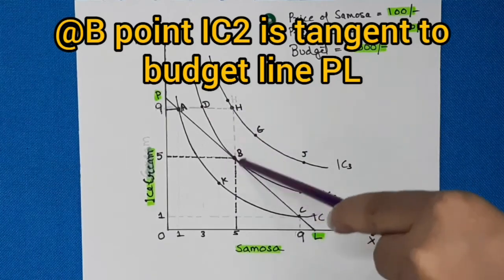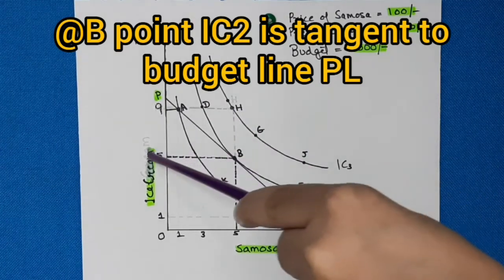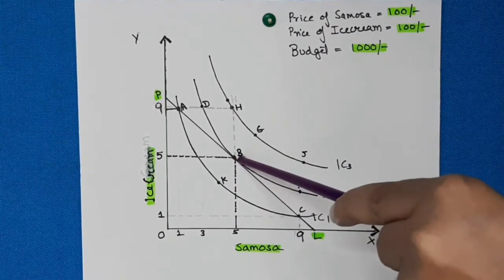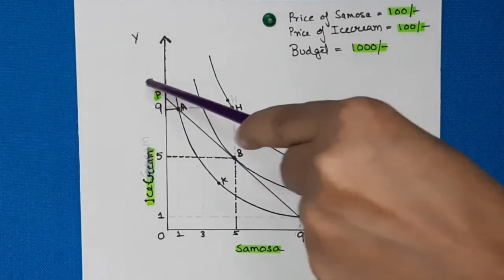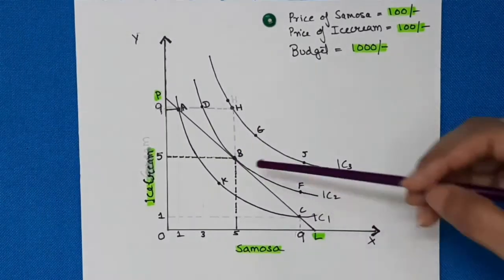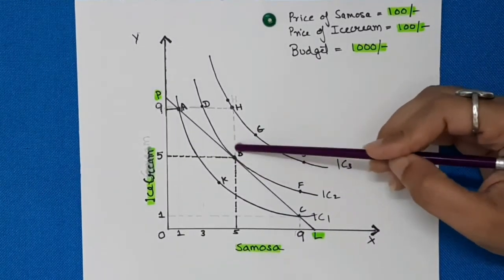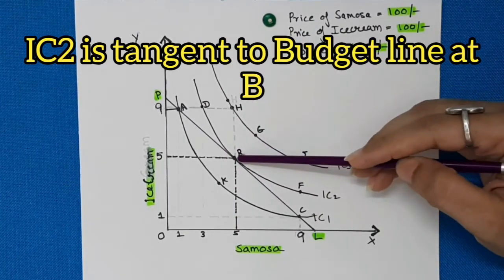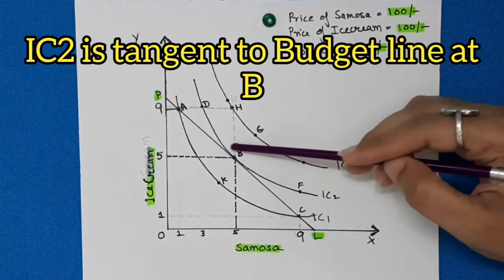So this B portion, the combination of 5 ice creams and 5 samosas, is giving him the highest level of satisfaction with the budget constraint, which is 1,000 rupees in this case. And he is at equilibrium. This consumer is at equilibrium at B. There is no option for him or her to move from this B position. That is why it is called equilibrium. It means this is a state of rest. This B point is a state of rest.